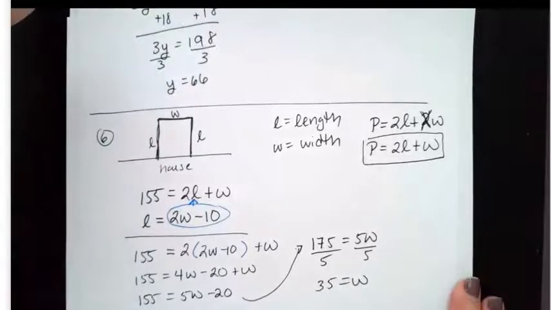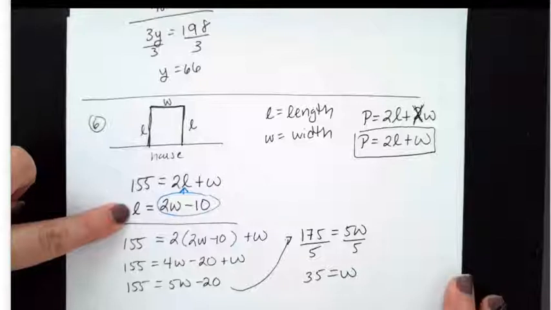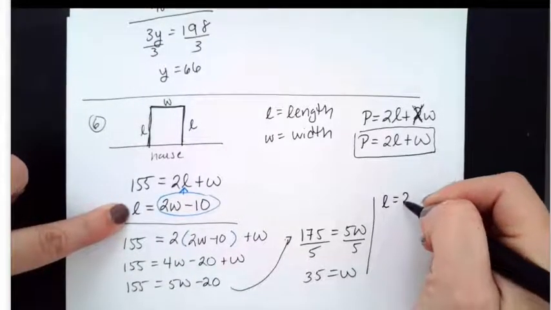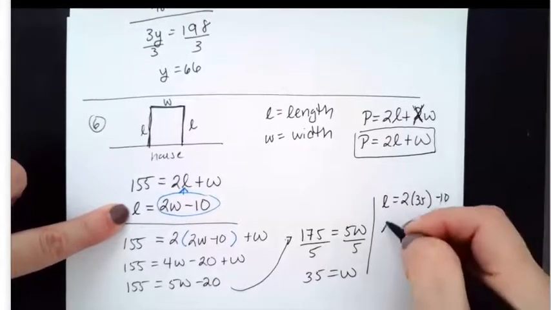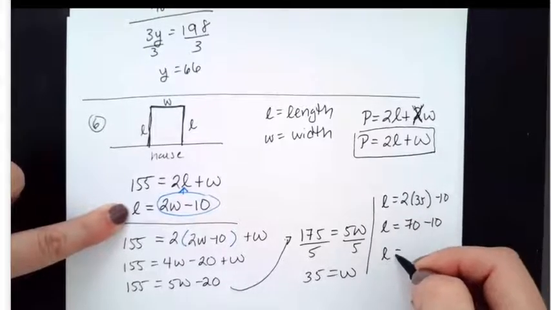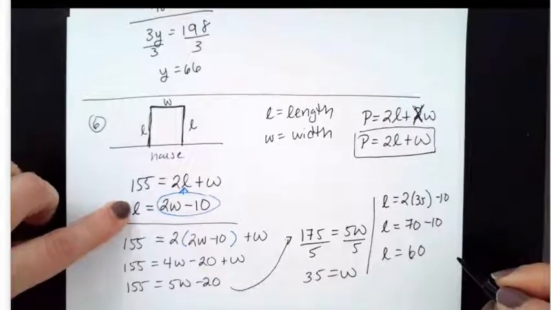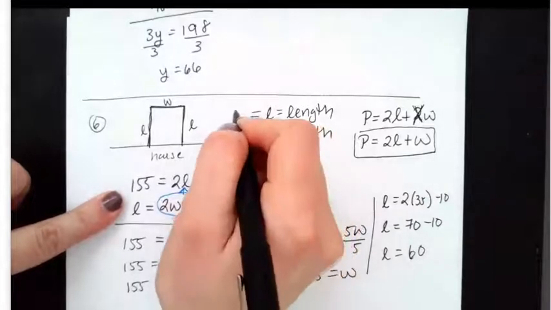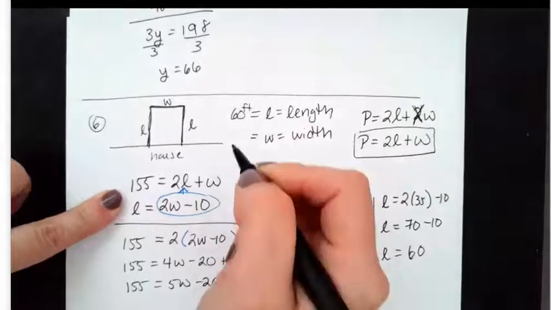So let's see, I could use either of my original equations to find the length, but since I am looking for the length, I'll use the second one. The length is 2 times the width, 2 times 35 minus 10. So my length is equal to 70 minus 10, or 60. And this was all in feet because the perimeter we were given was in feet. So that means the length should be 60 feet, and the width should be 35 feet.